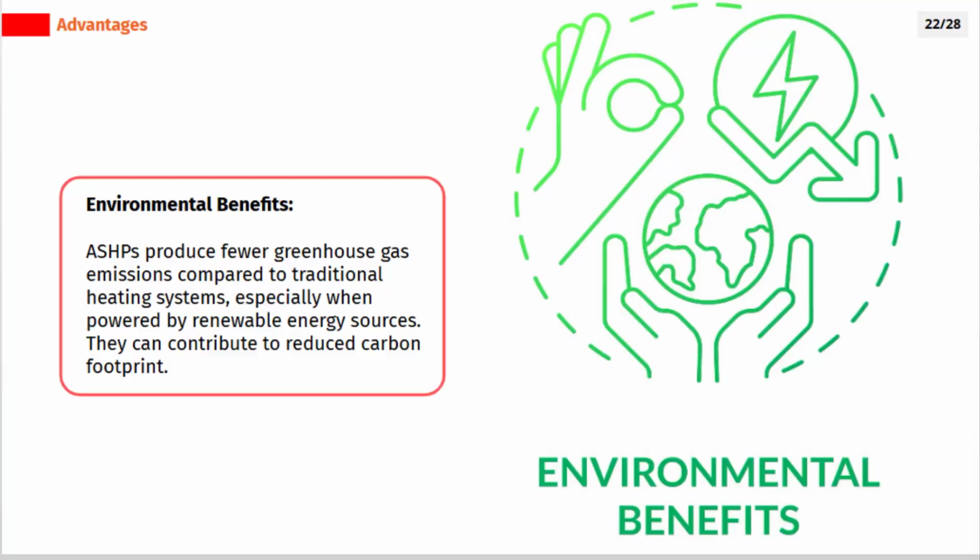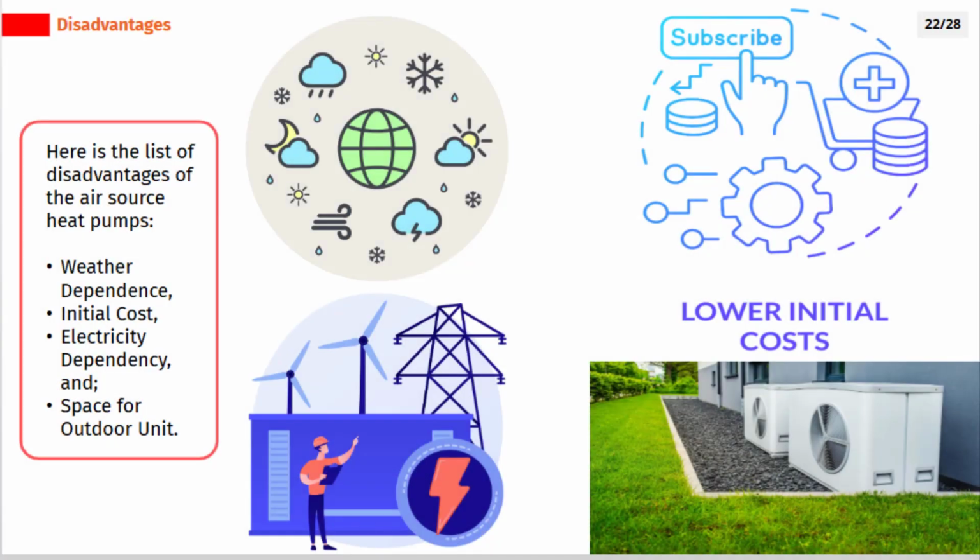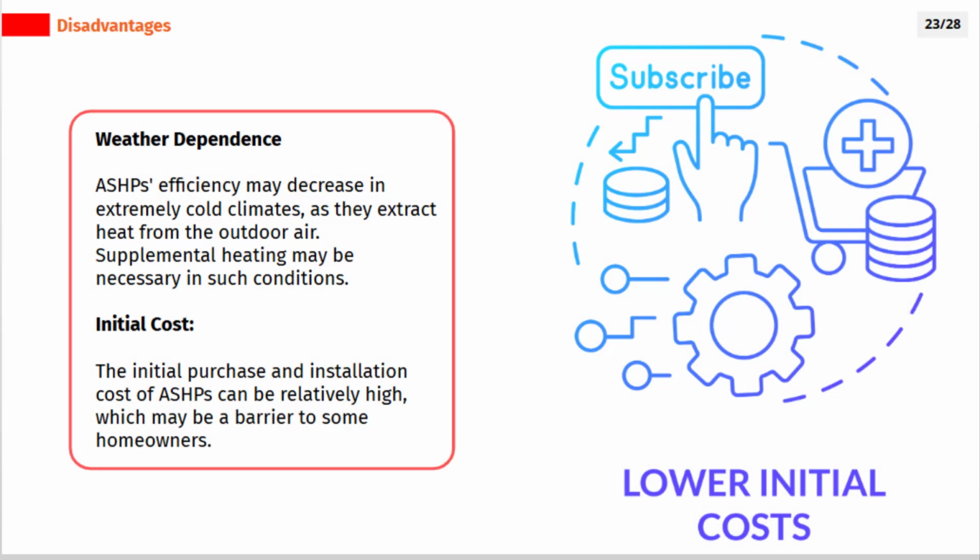Here is the list of disadvantages of the air source heat pumps. Weather dependence, initial cost, electricity dependency, and space for outdoor unit. Weather dependence. Air source heat pumps' efficiency may decrease in extremely cold climates, as they extract heat from the outdoor air. Supplemental heating may be necessary in such conditions.